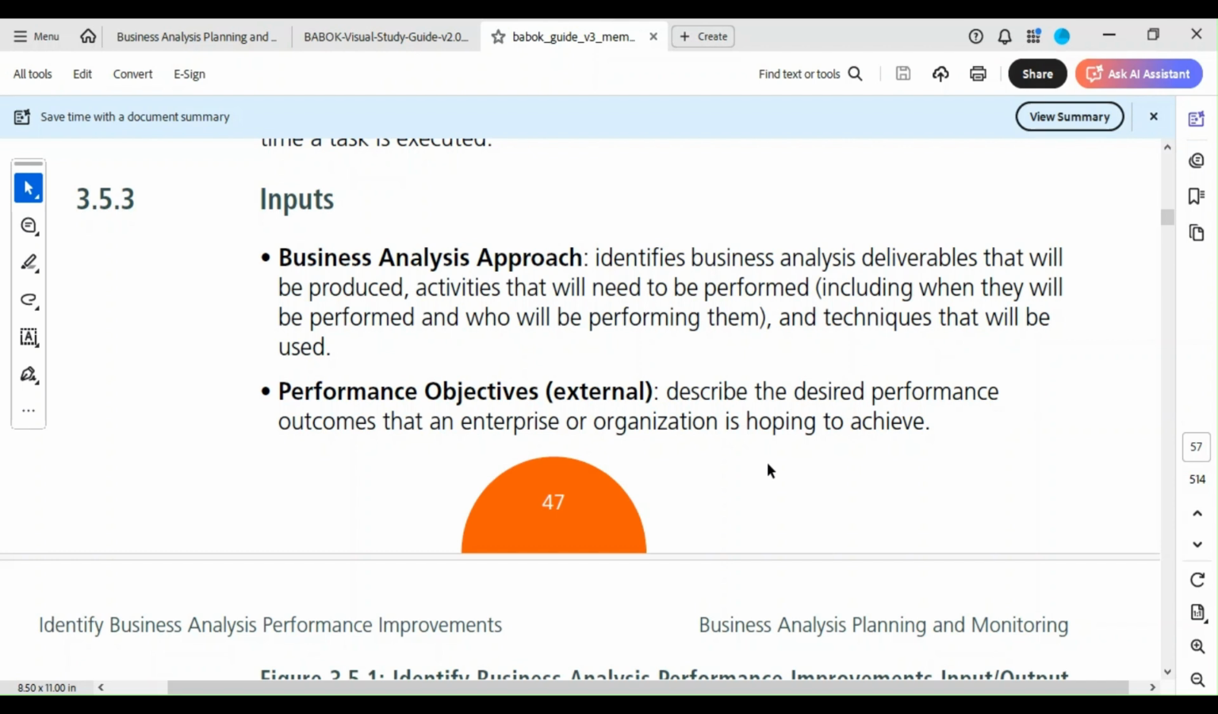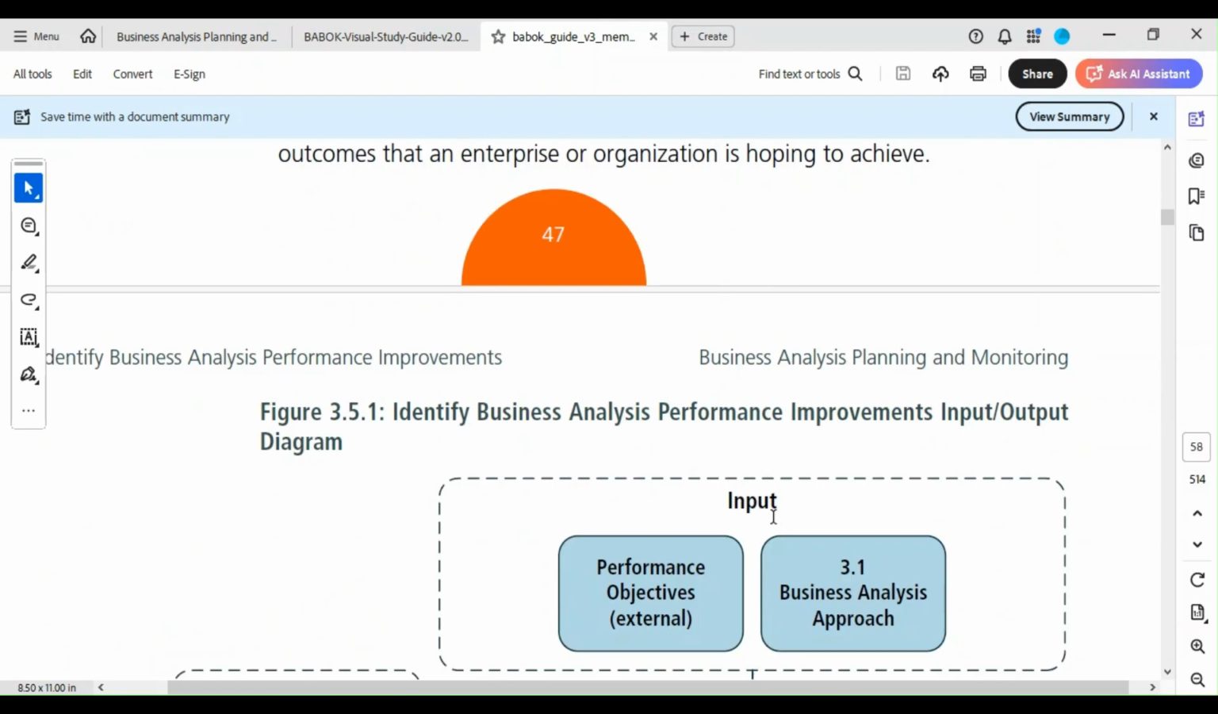So it would go into you identifying those performance improvement areas. Then performance objectives, external. Describe the desired performance outcomes that an enterprise or organization is hoping to achieve. Always remember to take this just like you see it. Performance objectives. So what are our objectives? What do we want to achieve at the end of this? So you have that as an input for your performance improvement. When you know your approach, you know who to do what and what to do, who to consult, and stuff like that. Then you come up with your performance objective. What do we want to identify at the end?